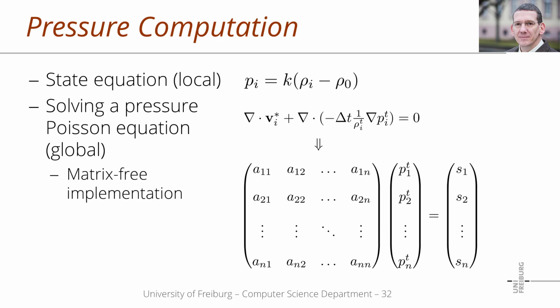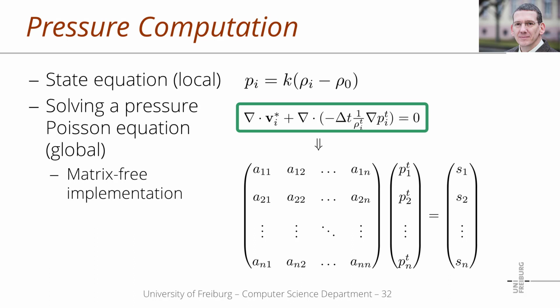An alternative idea is to compute pressure in a global way simultaneously at all particles by solving a system. Here we solve the so-called pressure-Poisson equation, and in this equation we start with a constraint at each particle. In the equation, V star indicates the predicted velocity of a particle at the next time step, and P is the unknown pressure that we would like to compute.